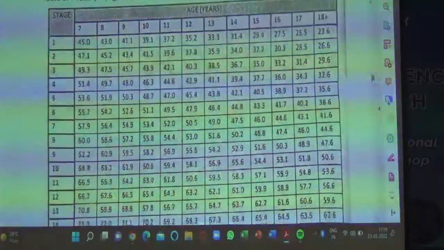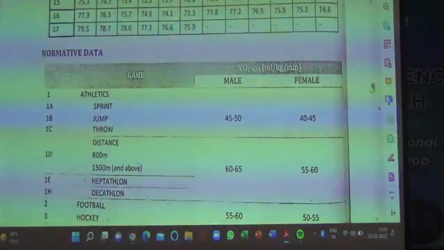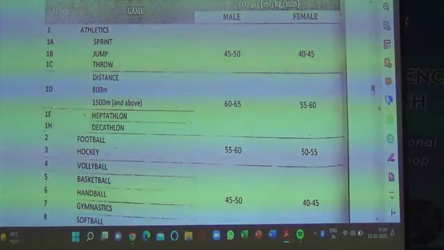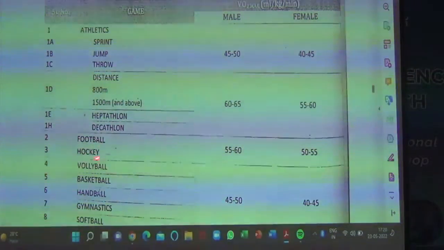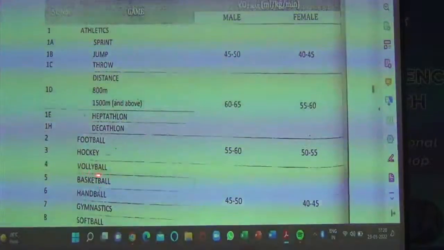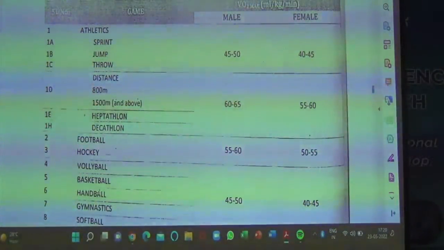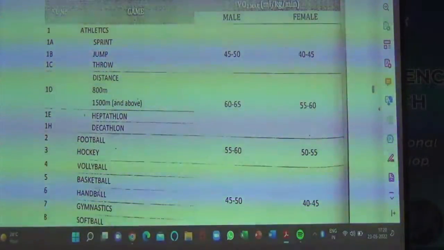So I will go to the norms for different sports disciplines with normative data. Your discipline is basketball, handball. It is there: 45 to 50 for males. Excellent. Even in the reading it was written as excellent. So this is how you have to conclude and interpret.